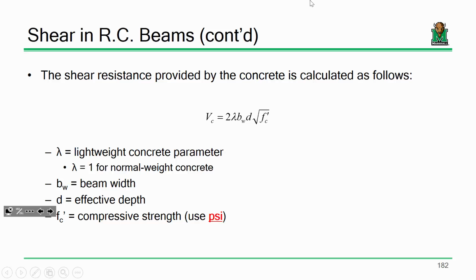Okay, so let's go into the shear strength provided by the concrete. It's 2 lambda b_w d square root of f'c. So b, or b sub w, is the width of the beam, or if you have a T-beam, it's the width of the web.